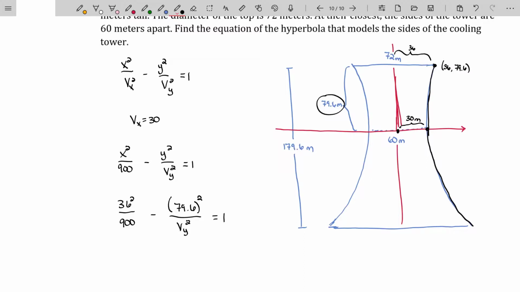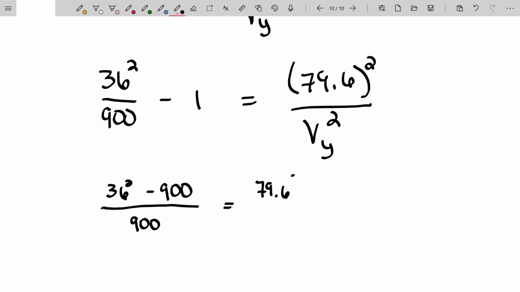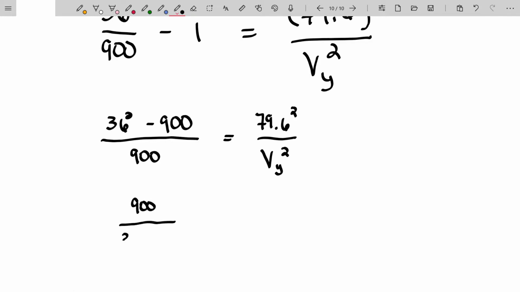This is going to be somewhat nice if you go ahead and move this term right here to the right hand side. You will get 36 squared over 900 minus 1 is equal to 79.6 squared over v sub y squared. Because I know where I'm going to go here, I'm just going to combine these two numbers. So you have 36 squared minus 900, all over 900. Notice I haven't actually computed that 36 squared. And now what I'm going to do is take the reciprocal of both sides. So I have 900 over 36 squared minus 900 is equal to v sub y squared over 79.6 squared.